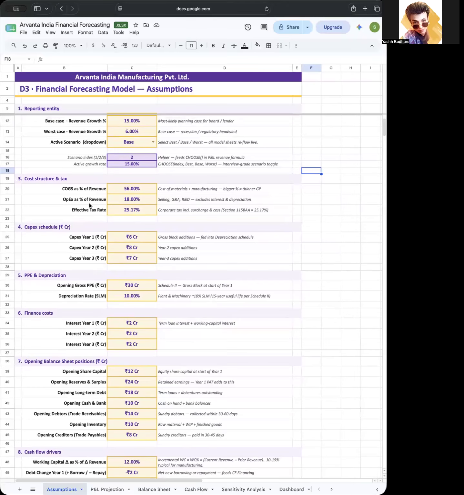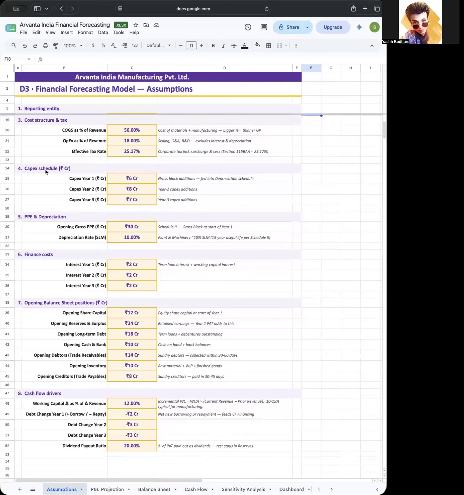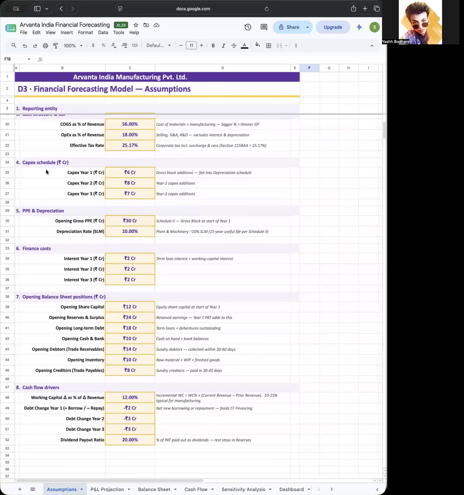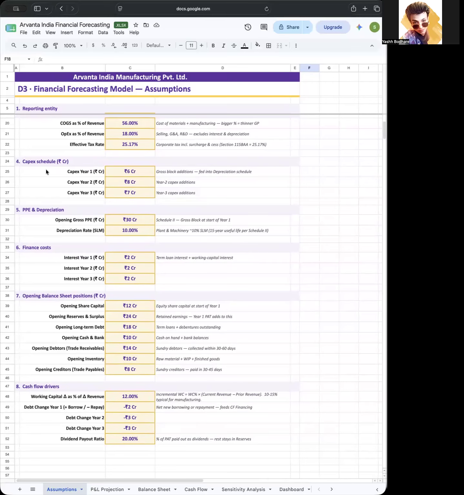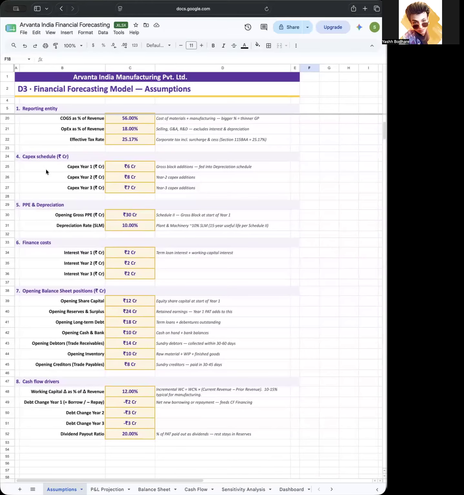Okay, so I hope you understand COGS, OpEx, and effective tax rate. Moving on to CapEx schedule, that is capital expenditure schedule. CapEx represents money invested in long-term assets that will support the company over multiple years. So for Arvanta India, this may include new manufacturing machinery, production line expansion, automation equipment, factory improvements, quality control equipment, warehouse infrastructure, and technology used in production.